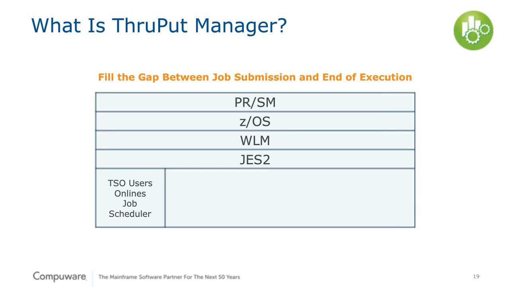The gap is filled by human effort by the operator. So if we were to automate this, how would it work? Hopefully the animation will keep up with the dialogue here. A job from any source enters the system. It's immediately analyzed. Every JCL parameter, every data set, every volume and device needed is known to Throughput Manager.